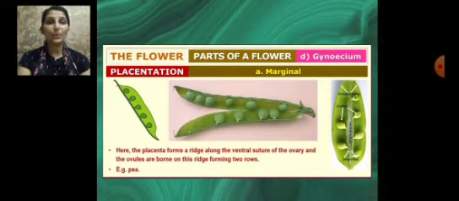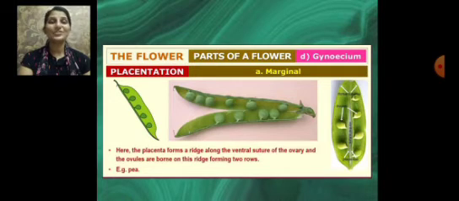And when we open a pea, we can see the seeds are attached to one particular opening, and that opening is called the ventral suture. And along this ventral suture, the ovules are borne or attached on the ridge, that is the rim, forming two rows. This is one row and this is the second row. That means the ovules are attached along the margin, and this is called the marginal placentation.